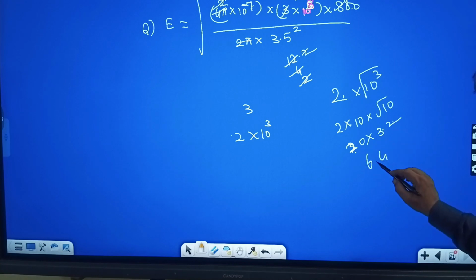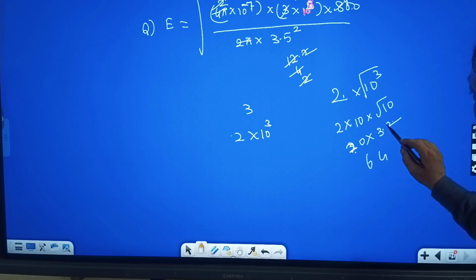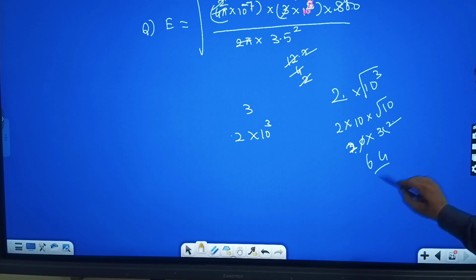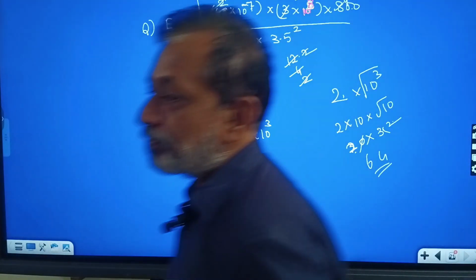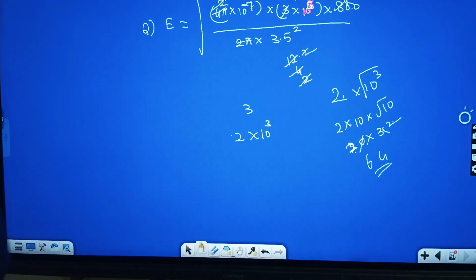Now this 6, the decimal point is there. For this decimal point, this is already gone. So the answer is 64. 20 root 10 we have to write. The root 10 value is already given. So the answer 64 is there.